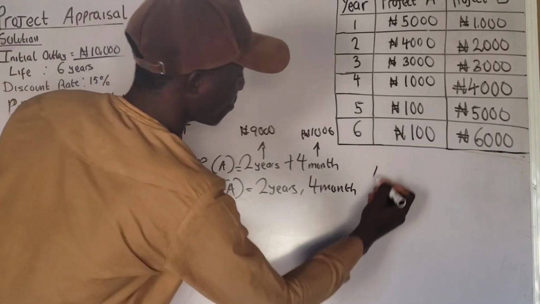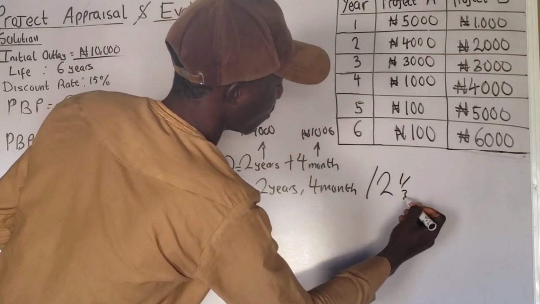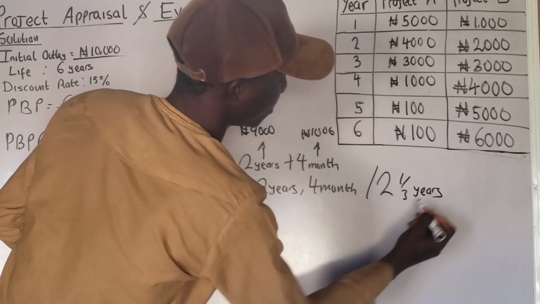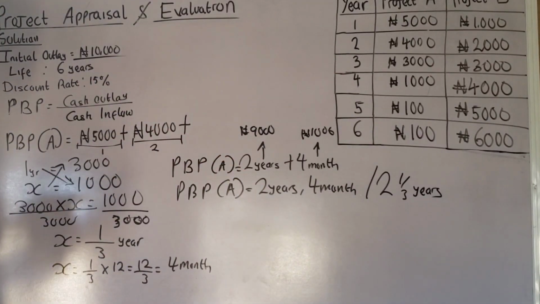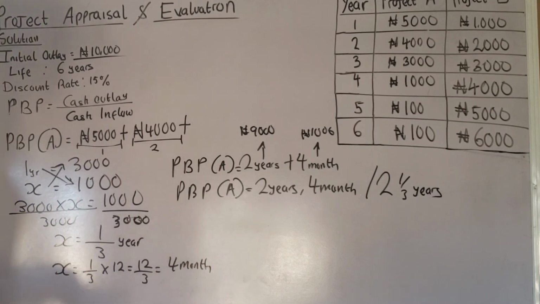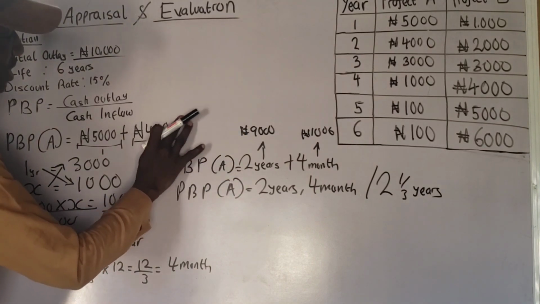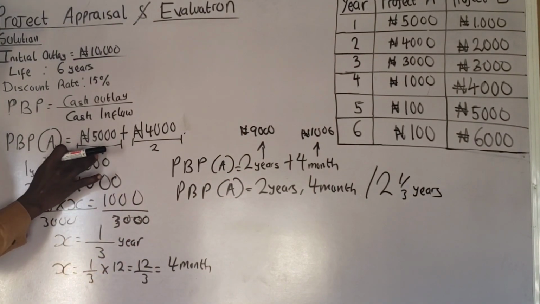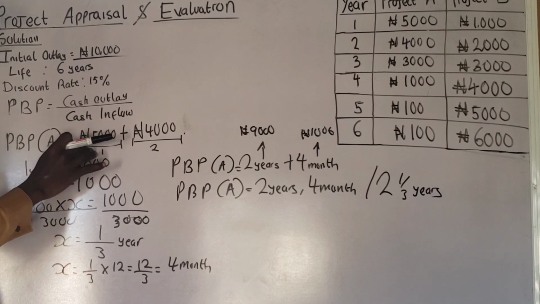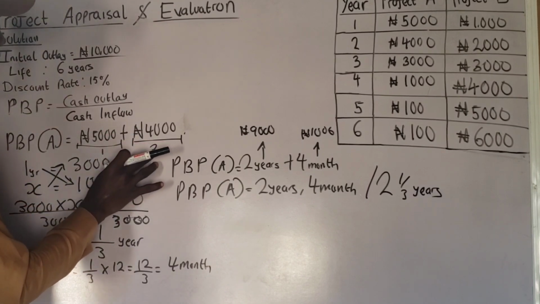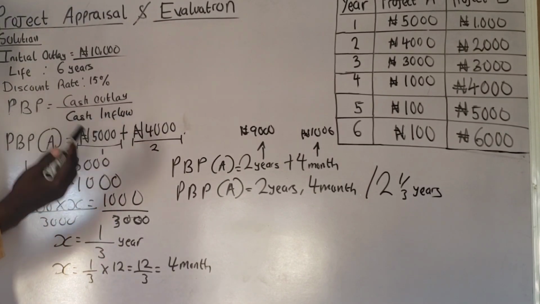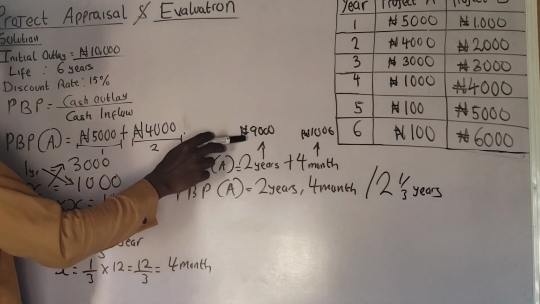Or, you can also put it like this: 2 and 1 over 3 years. You understand? So, if you didn't understand, just listen to the explanation again. That's why I said pay attention when I started this class. Okay? So, it takes 2 years to realize 9,000 naira. As you can see here, the first year from the project, we realize 5,000 naira. The second year, we realize 4,000 naira. This plus this is what? 9,000 naira. So, it takes 2 years to realize 9,000 naira.